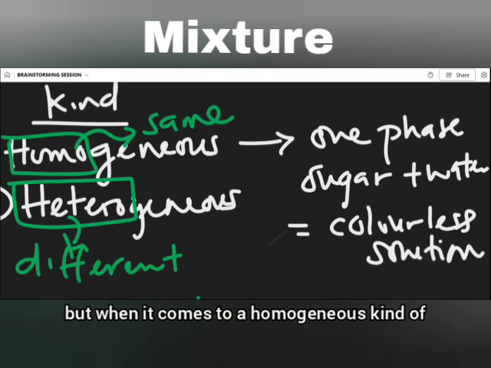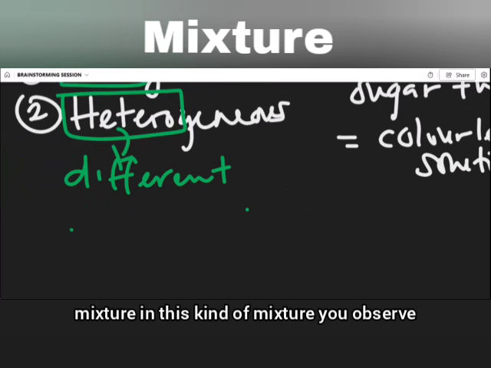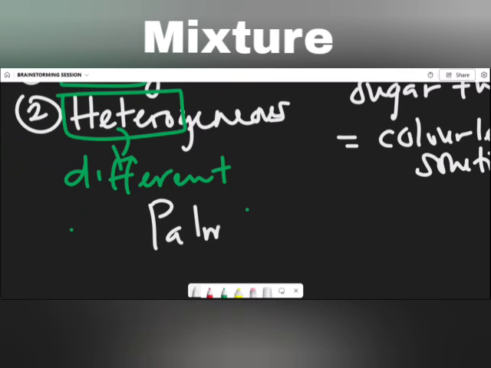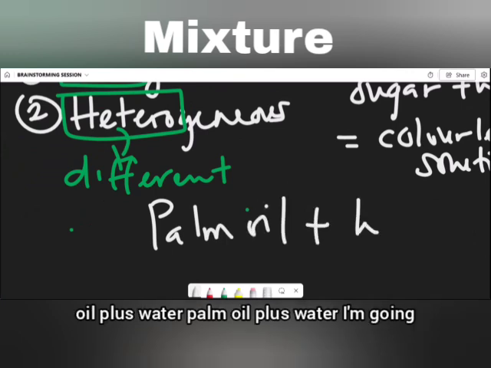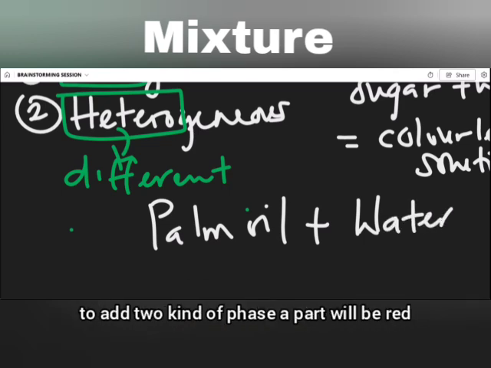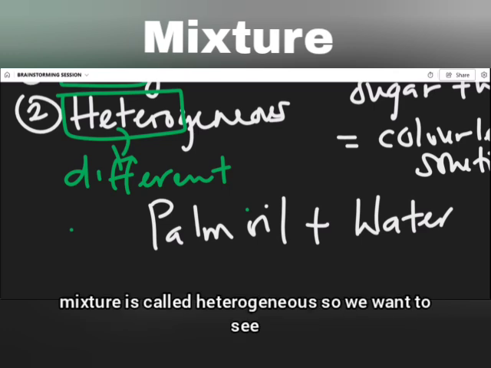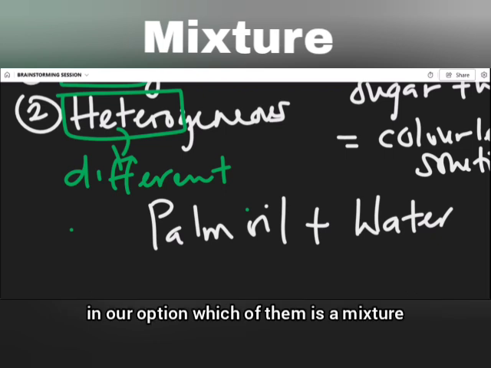But when it comes to a heterogeneous mixture, if I have palm oil plus water, not kerosene, palm oil plus water, I'm going to have two phases. A part will be red and a part will be colorless. So this kind of mixture is called heterogeneous. So we want to see in our options which of them is a mixture and which of them is not a mixture.